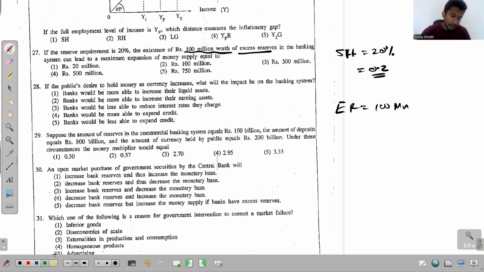So this is one point for us. This is the excess reserves in the entire banking system. So what's the question? If the reserve requirement is 20%, the existence of 100 million worth excess reserves in the banking system can lead to a maximum expansion of money supply equals to which out of these five?